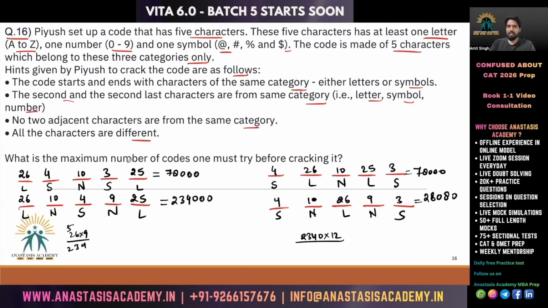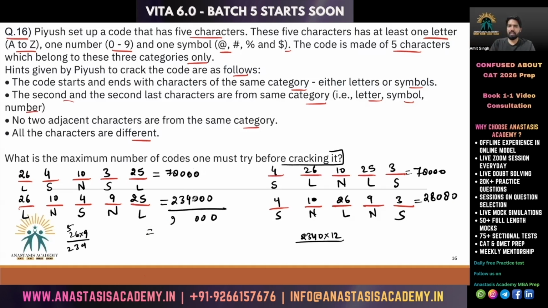Now you need to find the maximum number of codes one must try before cracking it. So these are the total number of codes. The maximum number of tries would be when the code lock is opened in the final try, right? So the maximum number of codes that one must try would be all the codes minus 1. That would be my answer. So the correct answer would be, let me first just add these values.